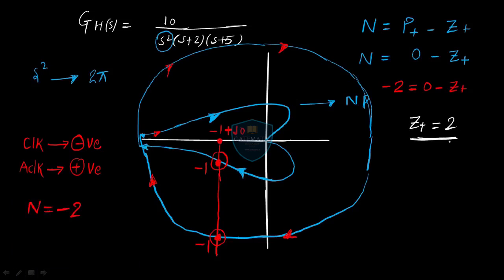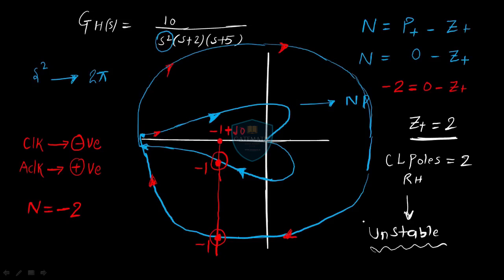What does it mean? It means you have 2 closed loop poles in the RH plane. So the system is more than 100% unstable. So this is the procedure, and we can check whether the system is stable or not.